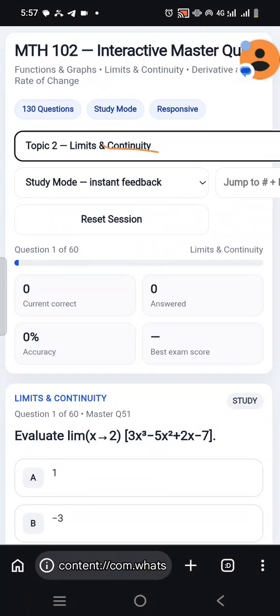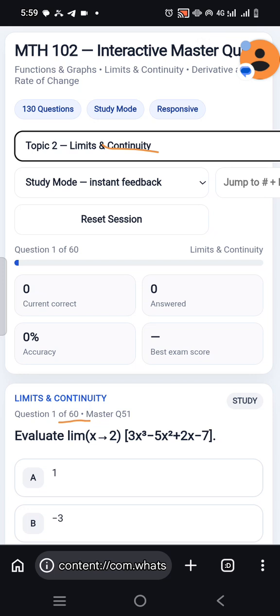Alright, so moving to the next topic, limit and continuity. We already know what a limit is, so let's just start with answering questions on limits and continuity. In this I have 60 questions on limit and continuity, so we're going to solve them in this video. Right, so let's start with the first one.